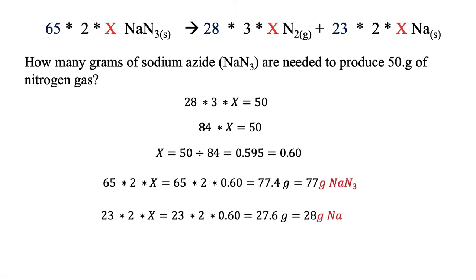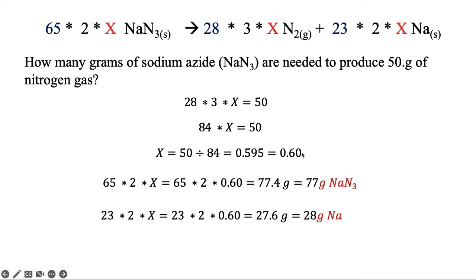I can do the same for the amount of sodium, or any compound in the balanced chemical reaction. I can take the product that's in front of sodium, which is 23 times 2 times X, and replace X by 0.6, which I calculated, and I get 23 times 2 times 0.6, and I get 27.6 grams, or approximately 28 grams, to the correct significant digits.